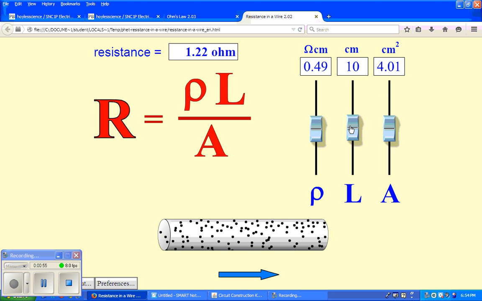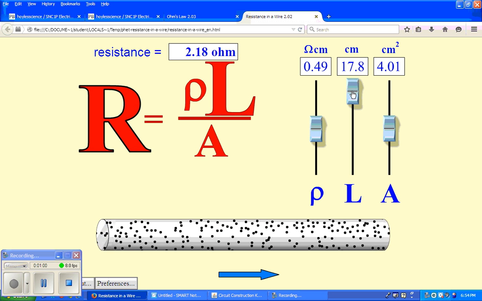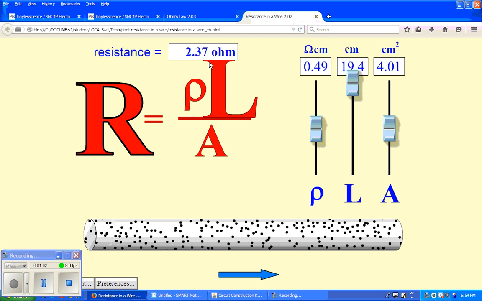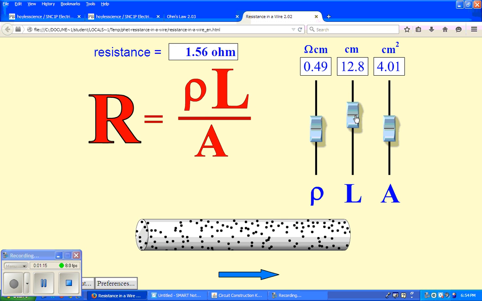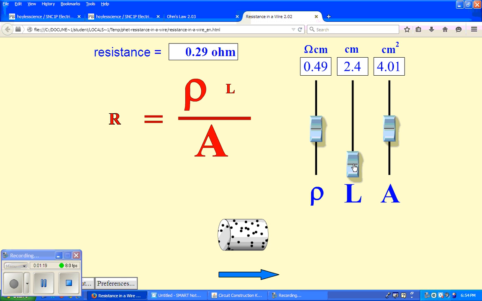So if I increase the length of my wire, you can see here that the resistance of our wire has gone to 2.37 ohms, and the letter R has gotten large as L has gotten large. If I do the opposite, I decrease the length of our wire till it's really short, you can see now the resistance of our wire is 0.29 ohms. L has gotten really small, and so has R.